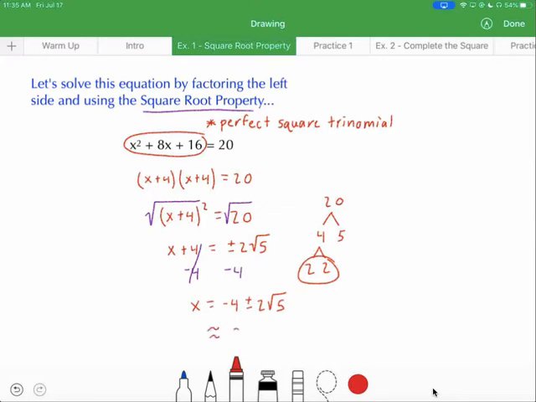Now, we can get actual decimal approximations for these two numbers, so we have a more concrete idea of what our solutions are. So negative 4 plus 2 square root of 5 is approximately 0.47, and then negative 4 minus 2 square root of 5 would be negative 8.47. All right, so your first practice problem is set up very similarly to this example. So I want you to pause the video and try to work through that. If you get stuck, of course, come back to this example, and then when you're all finished, come back and check your work with mine.